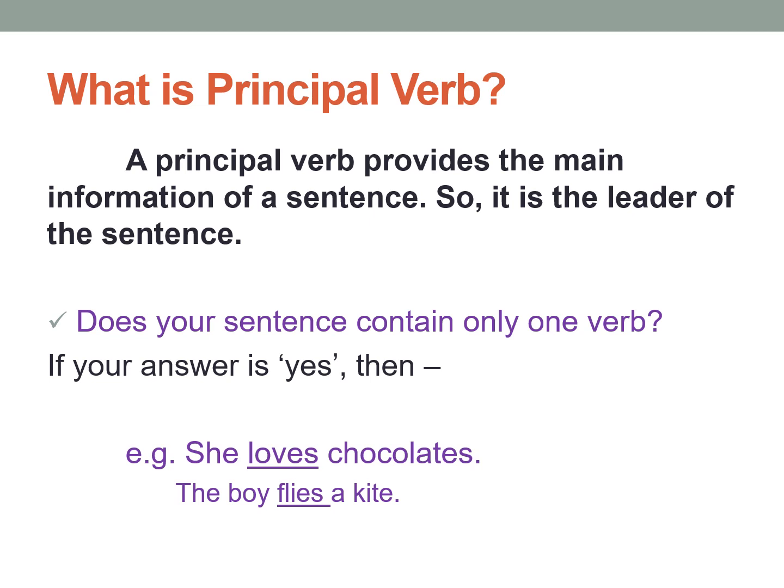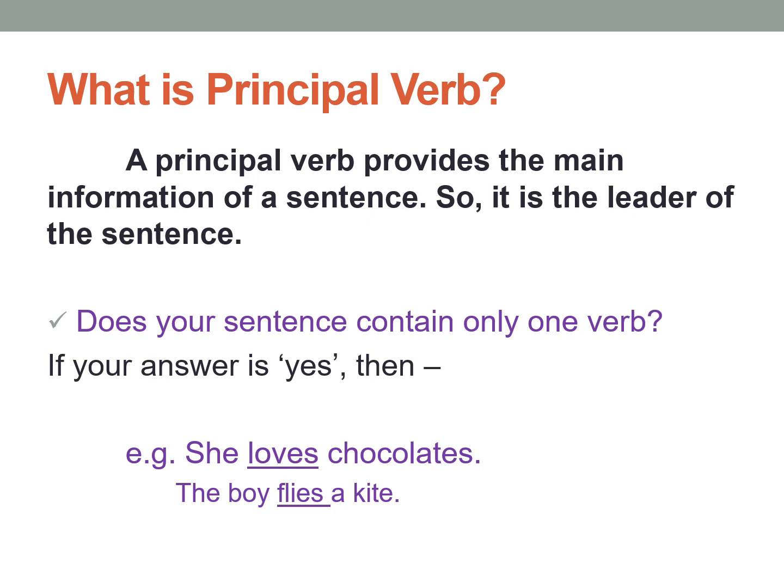For example, she loves chocolates. The boy flies a kite. You can see that here loves is a verb, and in this sentence it is a principal verb. In the second sentence you can see that the boy flies a kite.